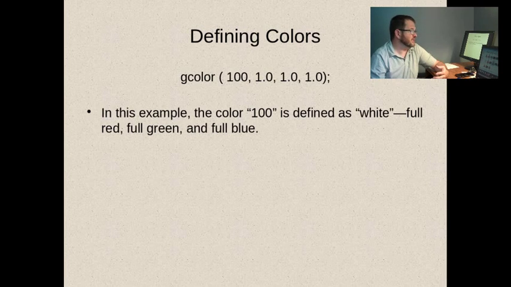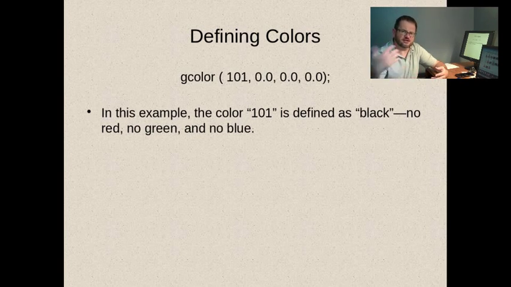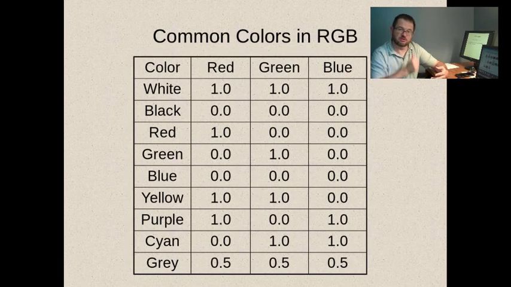For example, I give you an example of a color code here, gcolor 100, 1.0, 1.0, 1.0 works out to white. White is full red, full green, and full blue. They're not exactly the same thing. They're web colors. They're not the same thing as mixing paint. I don't know what you would get if you mixed red, green, and blue paint, but it wouldn't be white. But white is defined to be all the red light, all the green light, and all the blue light. If you want black as one of your colors, in this case I defined color 101 to be black. I put no red, no green, and no blue in there, so it is black. And in fact, there's all kinds of common colors like this.